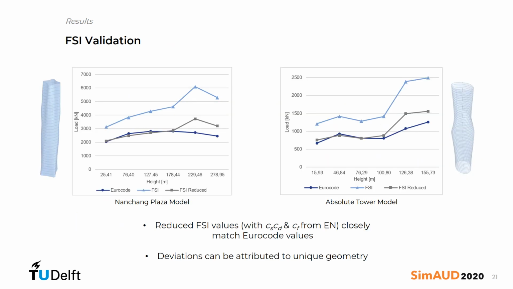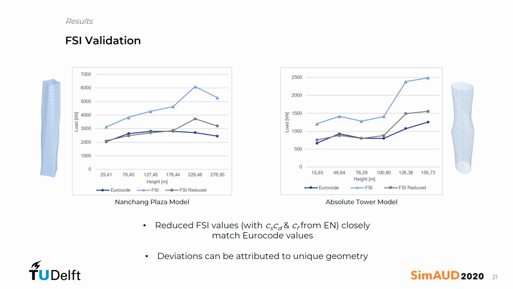In the FSI validation results, we see two examples which are tested. The Eurocode results are in the dark blue line. This assumes a cylindrical building shape, while the gray line shows the results from the FSI method coupled with the reduction factors from the Eurocode. We see that they very closely follow each other with the exception of the highest points of the building, but this can be explained by the geometry of the buildings.